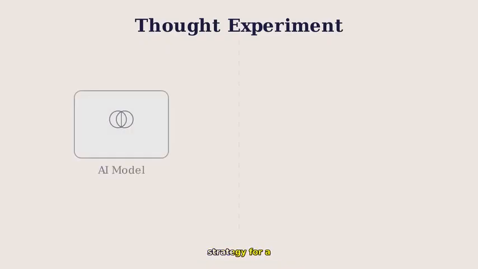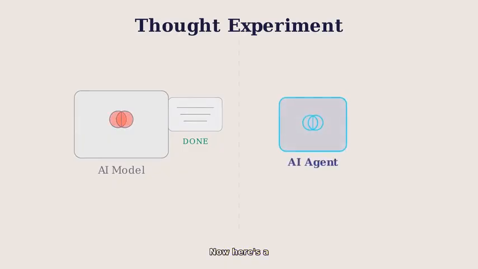Let's try a thought experiment. You ask an AI model to research the best marketing strategy for a new product launch. It gives you a solid answer based on its training data. Done. Now here's a different version.